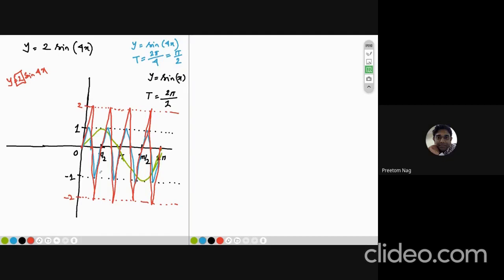The red one is the final graph. So I hope you understand how to draw such a graph when you have a different amplitude and a different period. Okay, is it okay for everyone?